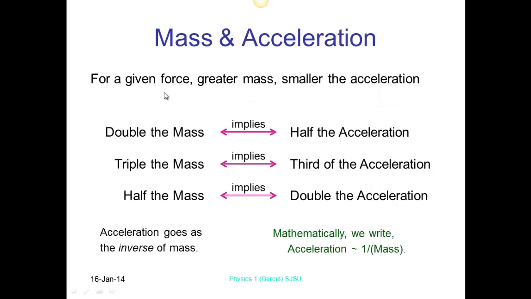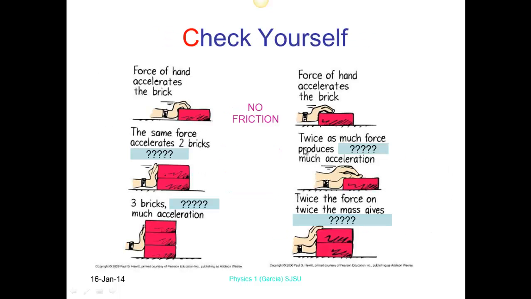So if we start talking about that, the force, right, if we have a greater mass, then we have a smaller acceleration. So if we double the mass, that implies we halve the acceleration. If we triple the mass, then we have 1/3 of the acceleration. Right? If we halve the mass, then we double the acceleration. So we say that the mass and the acceleration are inverses of each other. So they're inversely proportional to each other, and we'll talk about that also in class.